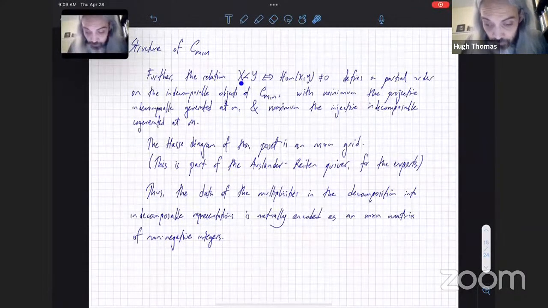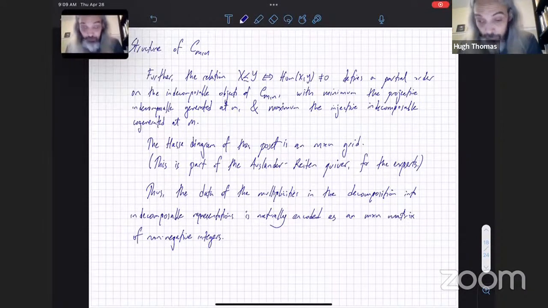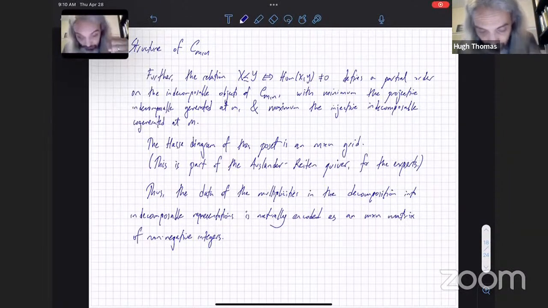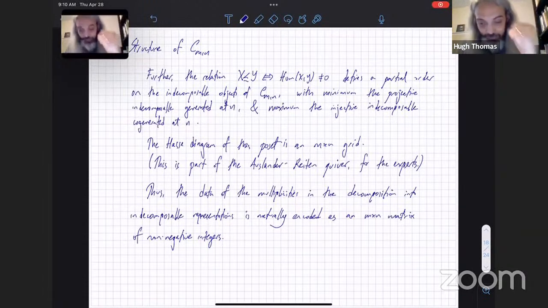So the way that works is as follows. We say that x is less than y if hom x comma y is non-zero. Sorry, that should of course be x is less than or equal to y, since x has homs to itself. So this defines a partial order on the indecomposable objects. And the minimum is the projective at the vertex n. Sorry, I changed my convention and then I didn't change it correctly everywhere. So anyway, it's the projective at n, and the maximum object is the injective at n, and the Hasse diagram of the poset is just an m by n grid.